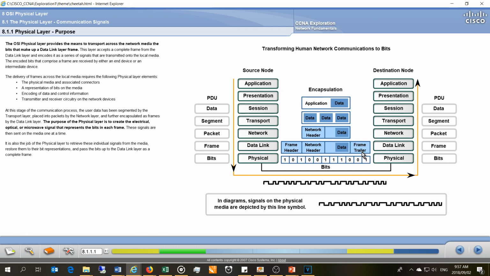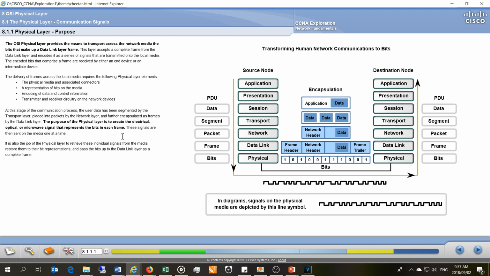Now we need to get this information onto a network or onto a medium. And this is where we now need to deal with transmission and reception. So this is the physical layer. If you want to know in a nutshell what the purpose of the physical layer is, it is to create the electrical, optical, or microwave signal that represent the bits in each frame.